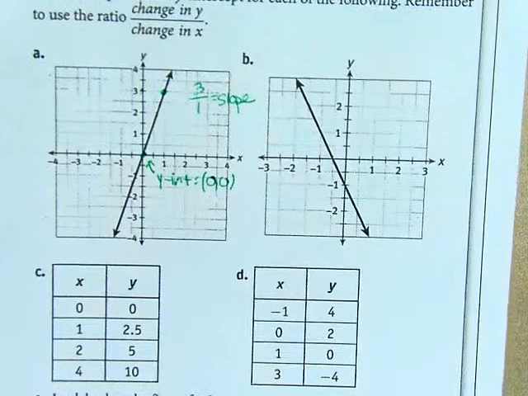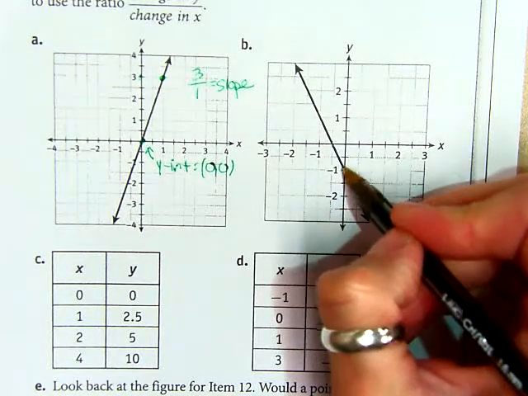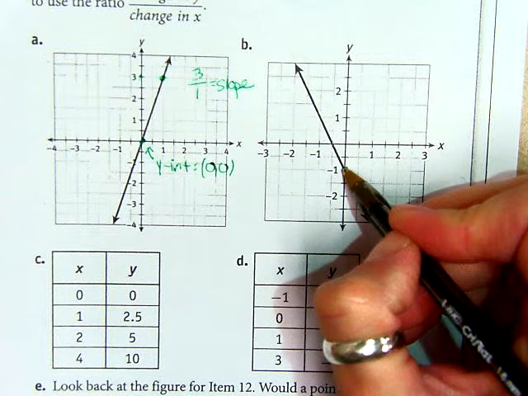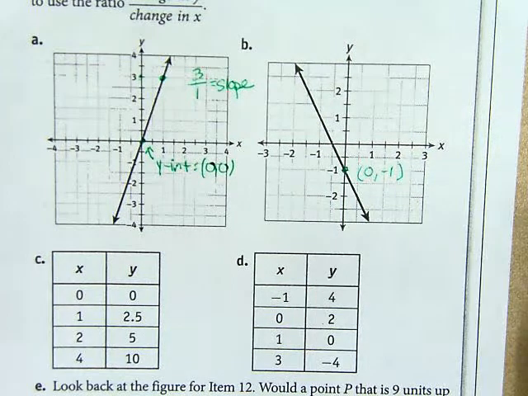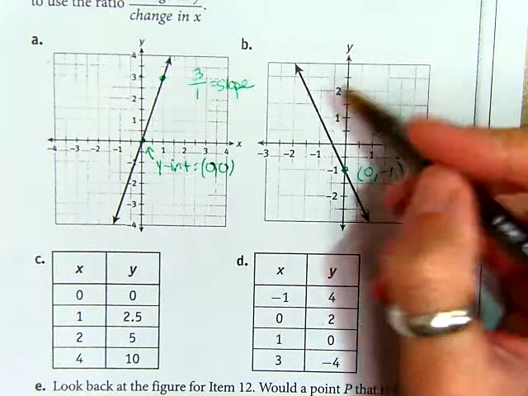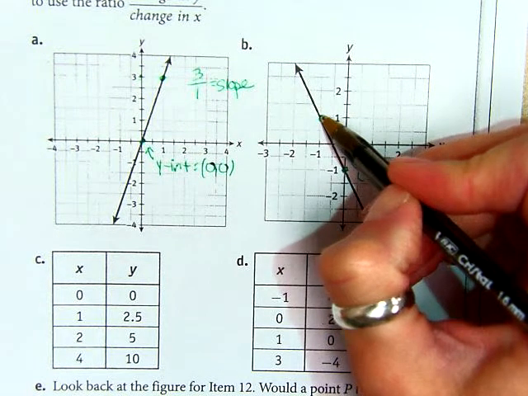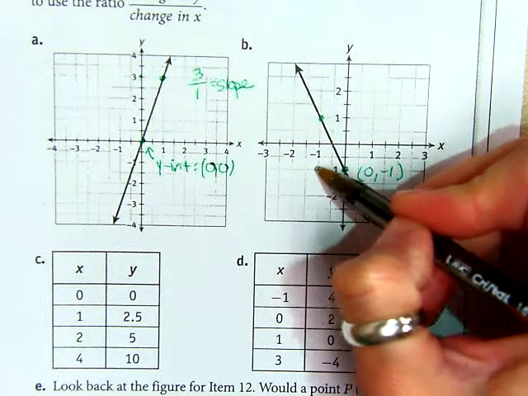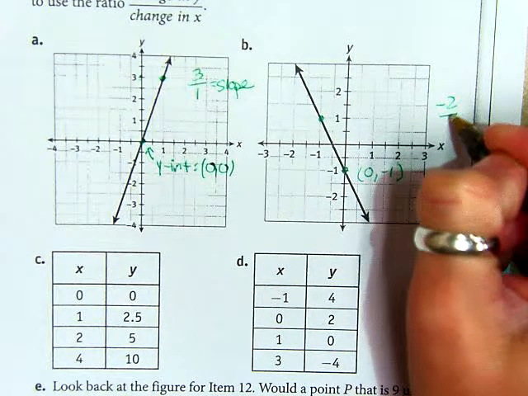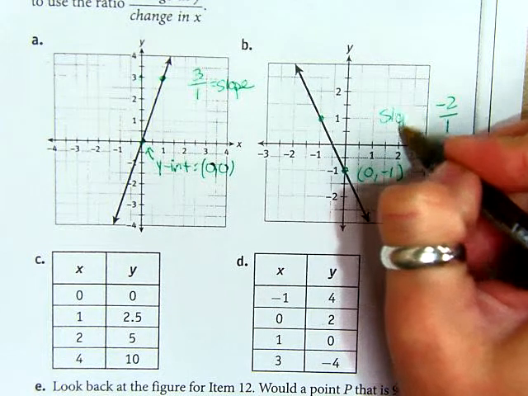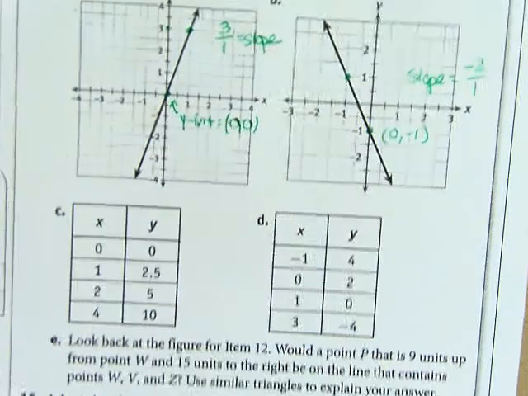B looks a little trickier, but I do see where the graph crosses my y-axis at -1, so 0, -1 is my y-intercept. Here's another good point. I have to go down 1, 2, and to the right 1. So that's -2 over 1 is going to be my slope for B.